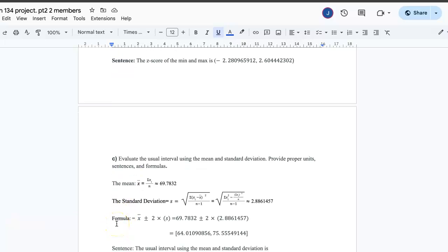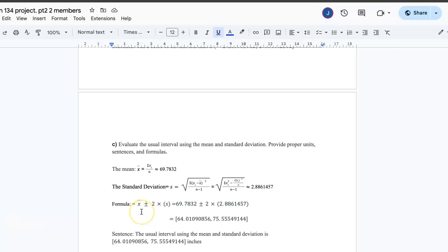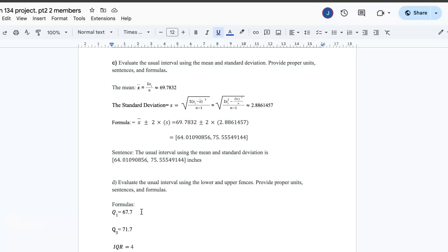Now here we have to bring back, again, the mean, the standard deviation, and the formula we have to use here. The formula here we have to use is the mean, which is interpreted as x bar, plus or minus 2 times the standard deviation. Now, plugging in these numbers, we can sum this up as 69.7832 plus or minus 2 times the standard deviation of 2.8661457, which gives us the usual interval using the mean and the standard deviation of 64.0109808856 and 75.555491144 inches.